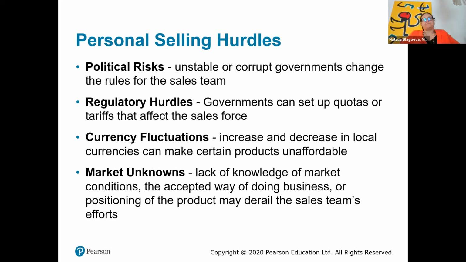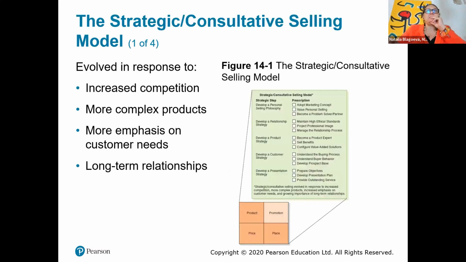Again, here we need to be fully aware of all possible selling hurdles. So they could be political, regulatory. So, for example, governments can set up quotas or tariffs, and this can completely affect our work. Currency fluctuation, market unknowns. So these are all things we need to be careful with, and we need to be aware. We need to kind of do our homework in order to avoid problems.